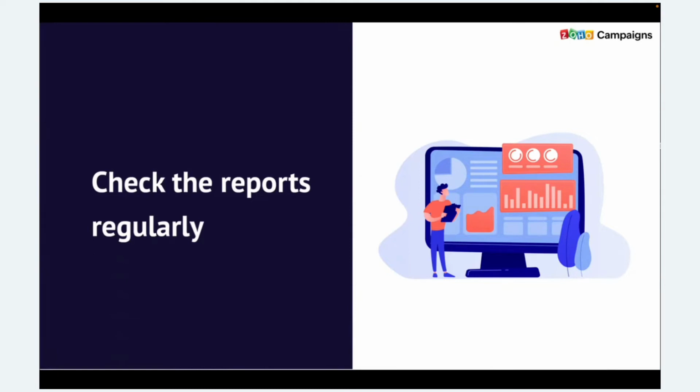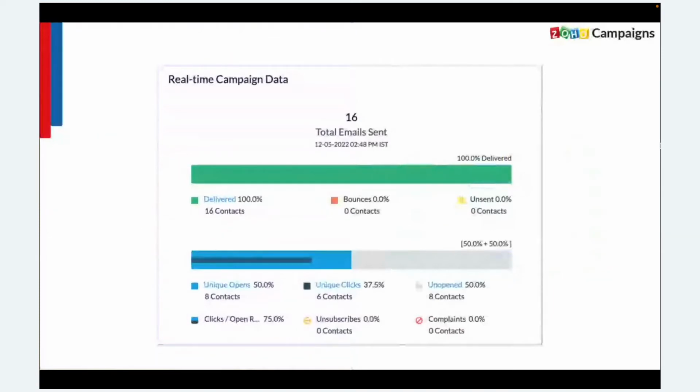So this is the real-time campaign data that you'll get with the help of Zoho Campaigns. You'll be able to see the number of emails delivered and the bounces, and if at all any contacts are ignored, you can see that as well along with the reason. You can find all these details, and along with this there are advanced reports that Zoho Campaigns provides.